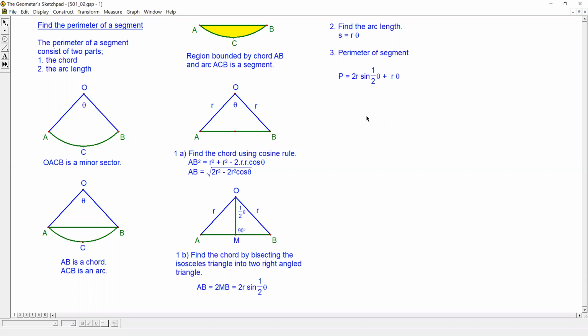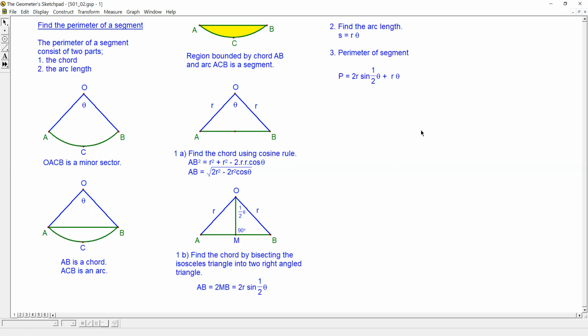This triangle is an isosceles triangle. Isosceles triangle means two sides are the same. Why are the two sides the same? Because they are the radius. So if I want to find this length AB, and these lengths are known and the angle is known, we can use the cosine rule to find the length AB.